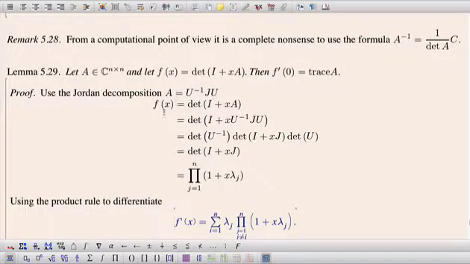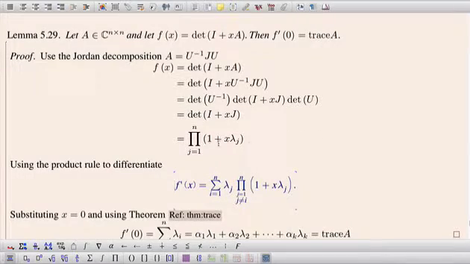Then we use the product rule for this form of f of x to differentiate. The product rule is that you differentiate each factor and multiply it with the rest, like the ith entry there, as i goes from 1 to n. The derivative of the ith factor with respect to x is lambda i, times the rest of the factors, that means j going from 1 to n, where j is different from i.